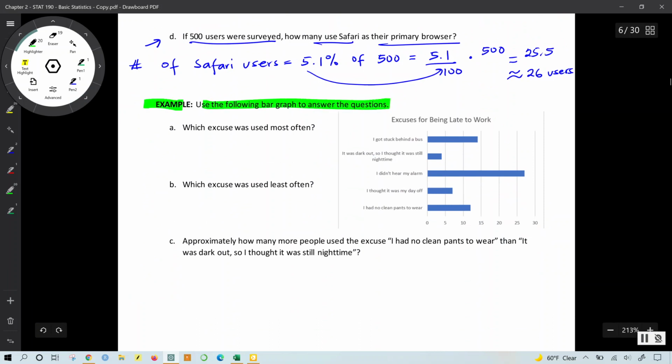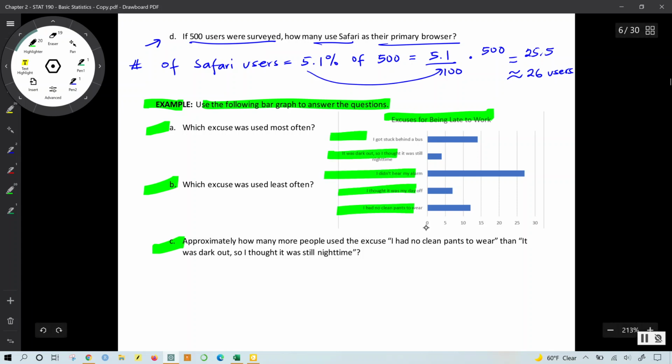We would like to use the following bar chart to answer questions A, B, and C. To begin with, we're going to read the title. These are different excuses for being late to work, and we have all of the categories given on the vertical axis and the counts or frequencies on the horizontal axis. So the first question we want to answer is, which excuse was used most often?